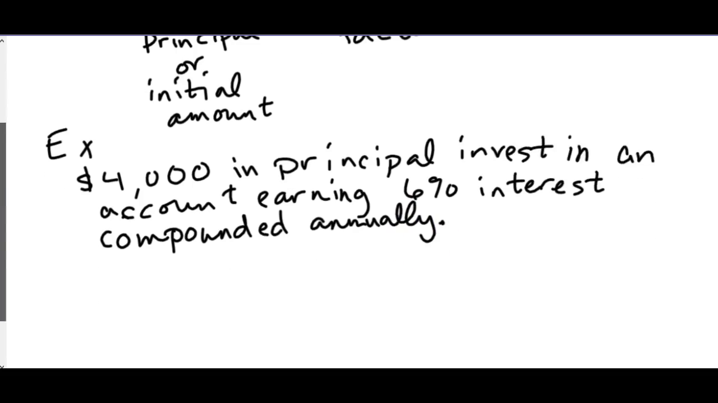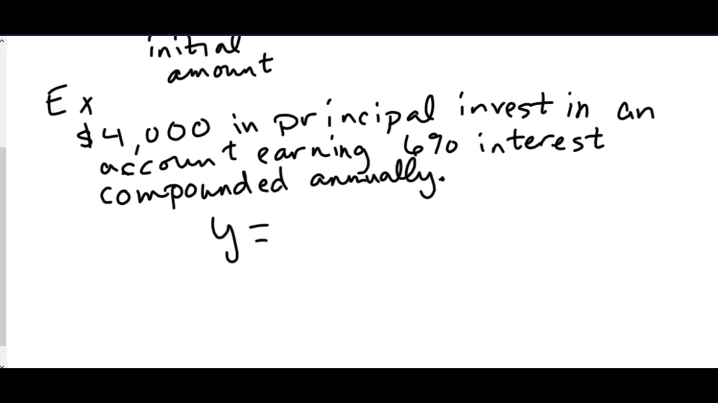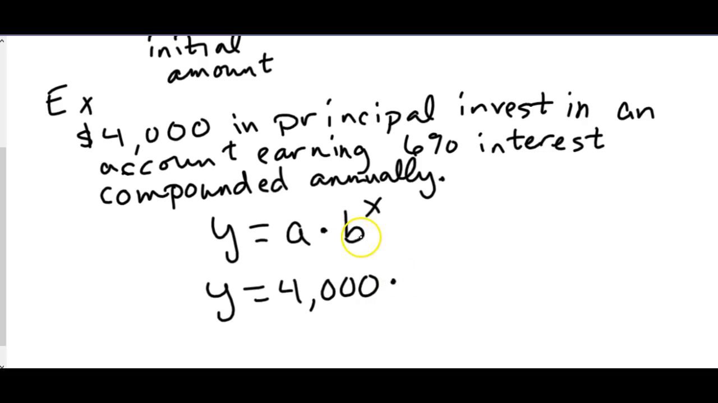So our equation was y equals a times b to the x. A is always our principal or initial amount. So the principal given is $4,000. So instead of writing the letter A here, we'd write 4,000. B is the growth rate. Now this one, we've got to do a little bit of changing here. So it says 6% interest. That is how much we're growing by.